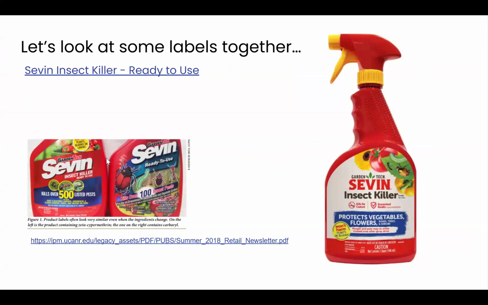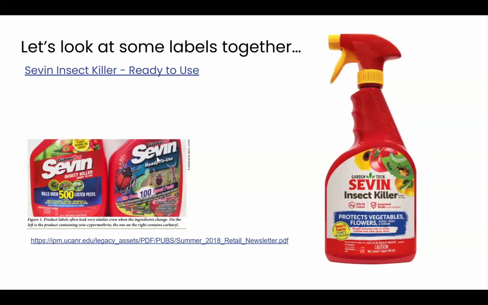We have pictured here Sevin insect killer, and it's the ready-to-use formula, meaning that it is already mixed up in a bottle. You do not need to do any mixing yourself. You just apply the product as a spray from the bottle. Historically, people tend to use Sevin synonymously with carbaryl because historically carbaryl was a main component or the only component of different Sevin products. And recently that has changed.